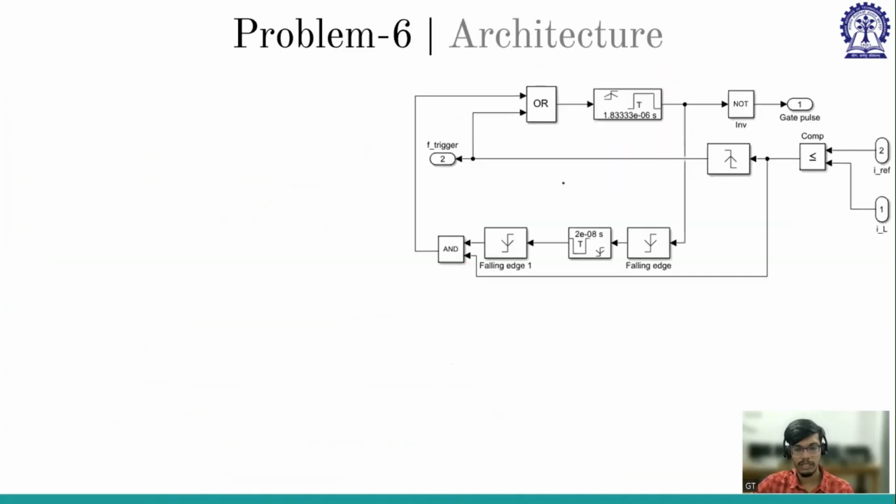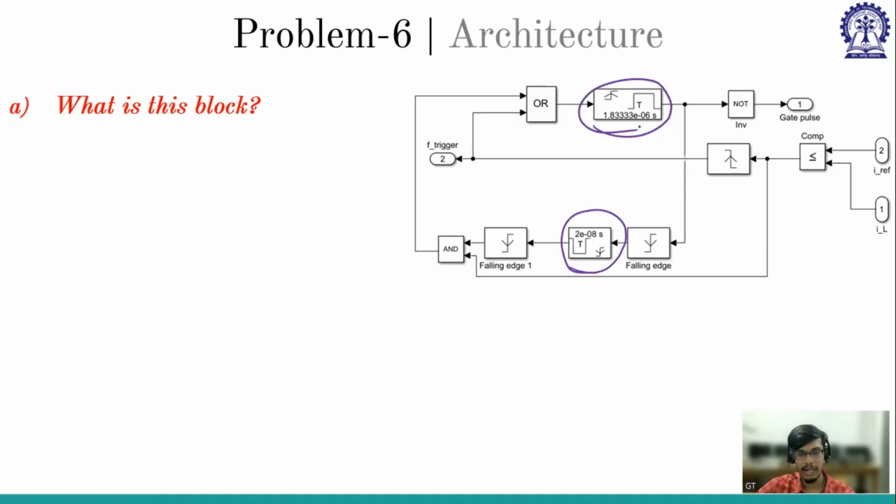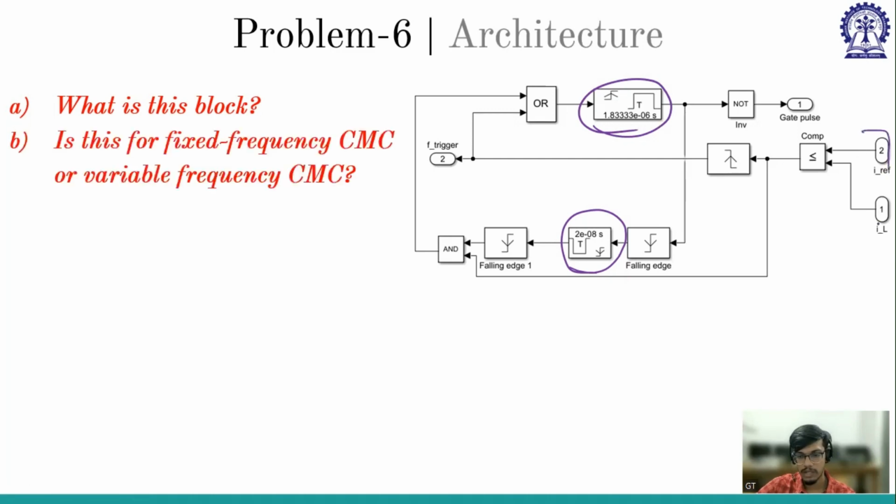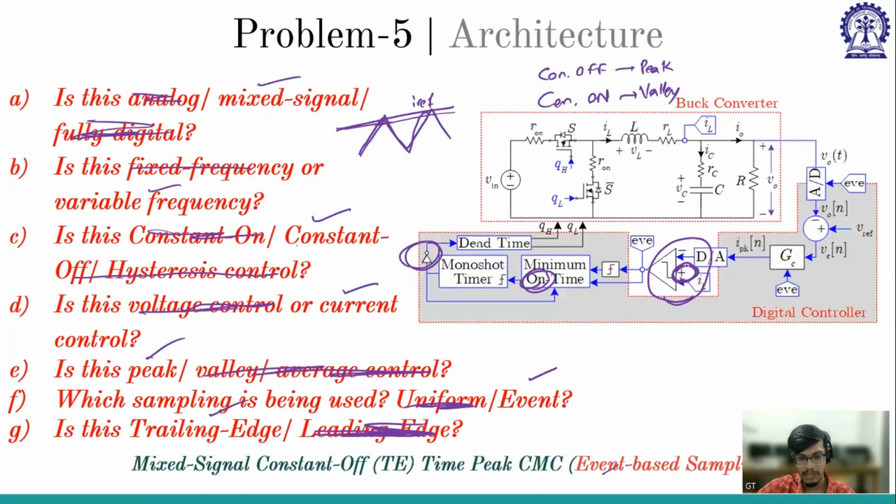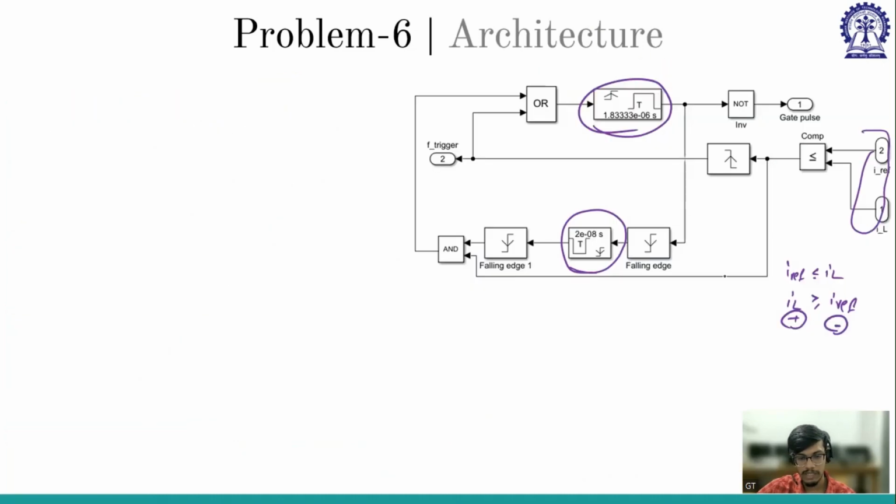Now coming to this architecture, do you remember which block this is? Hysteresis? No. I can see two monoshot constant timers. So it can be either constant on or constant off. How do I know the difference? One difference you can get from this. Here I reference is less than or equal to IL, or IL is greater than or equal to I reference. So IL is plus, I reference is minus.